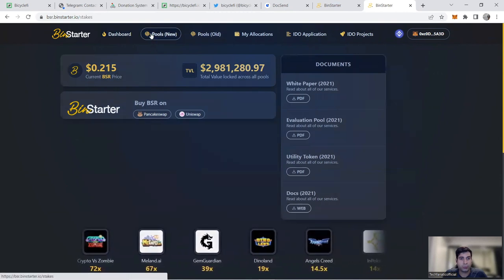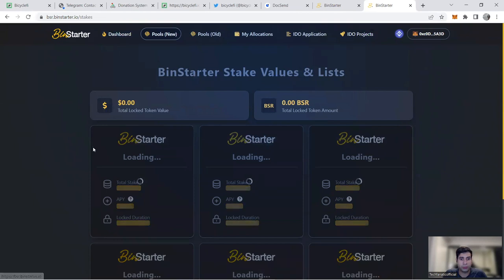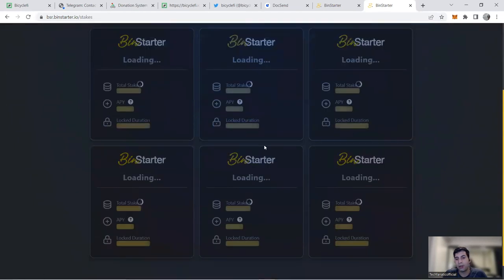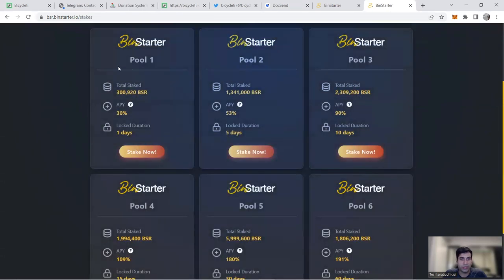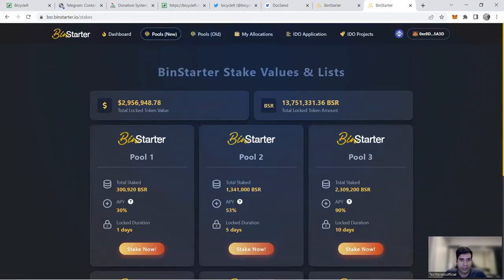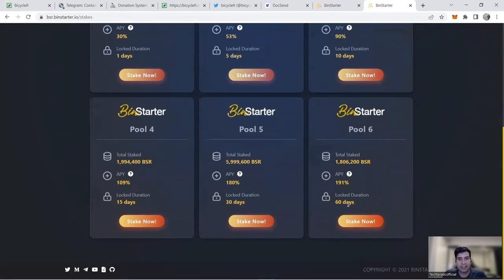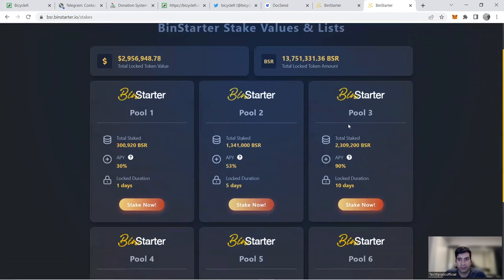And they've got the pools on how many you can stake. What you have to do is go to the pools and stake your tokens. Based on the staking that you do, you will get allocation. So here you can see the pools and how many tokens have been staked. Based on how many tokens have been staked, you can participate in one of these pools for the IDO of the project. And they have different lock durations, basically.